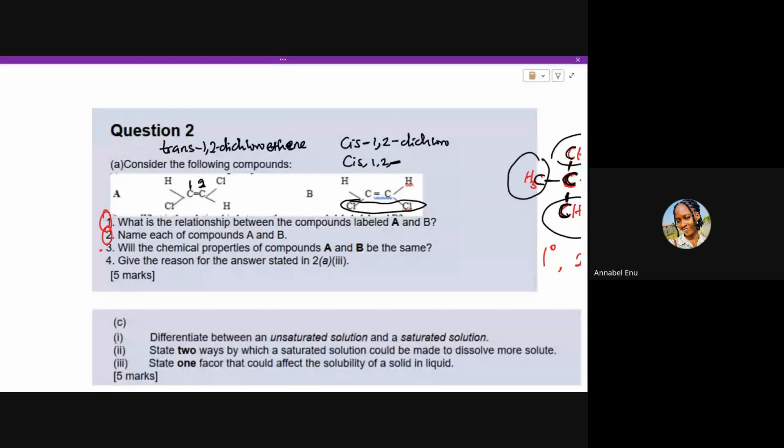Will the chemical properties be the same? And why do you say it's the same? In chemistry, if you know something, you have to know why the thing is like that. Otherwise, you actually didn't know it. Yes, because they contain the same functional groups. Very good. As easy as that. And what's the functional group there?